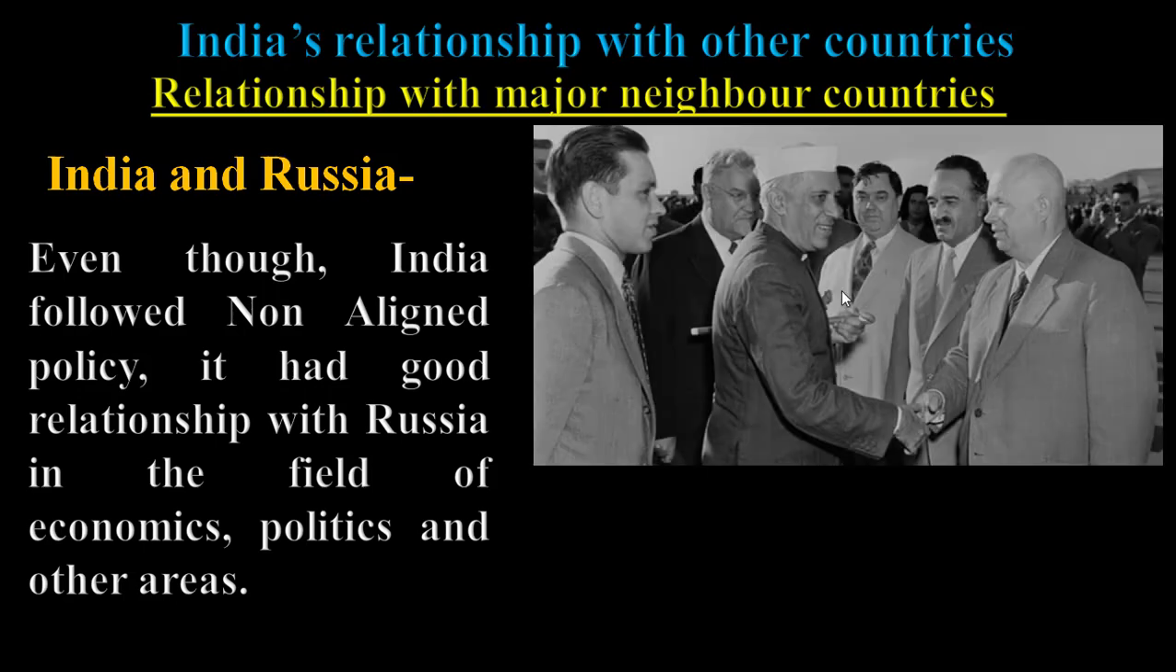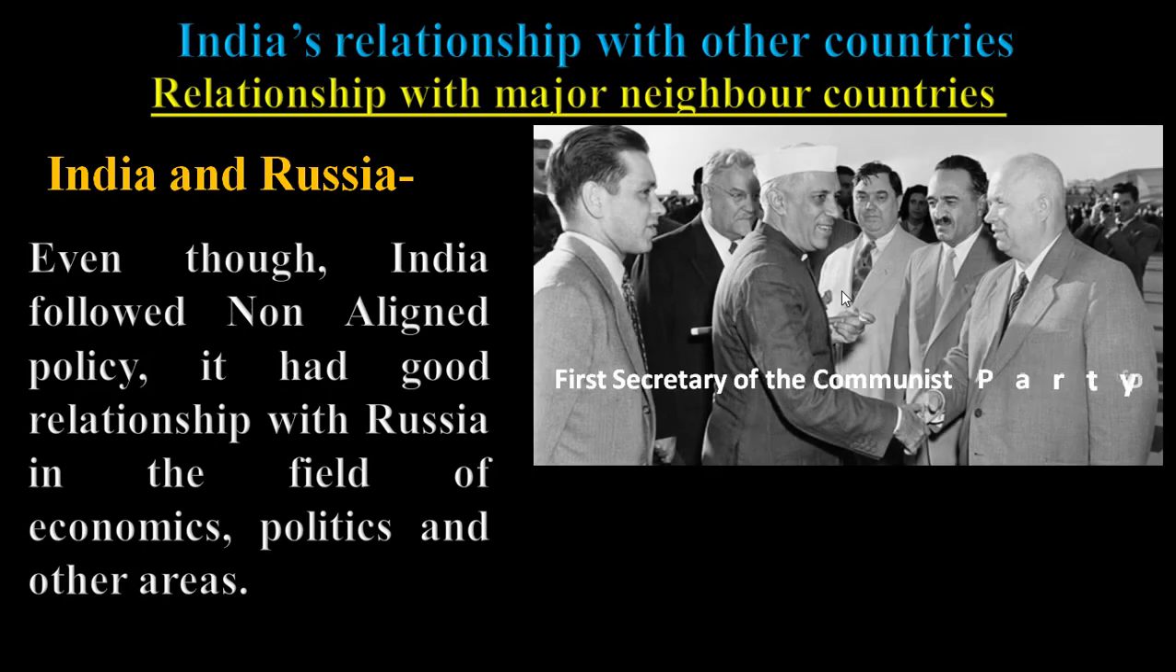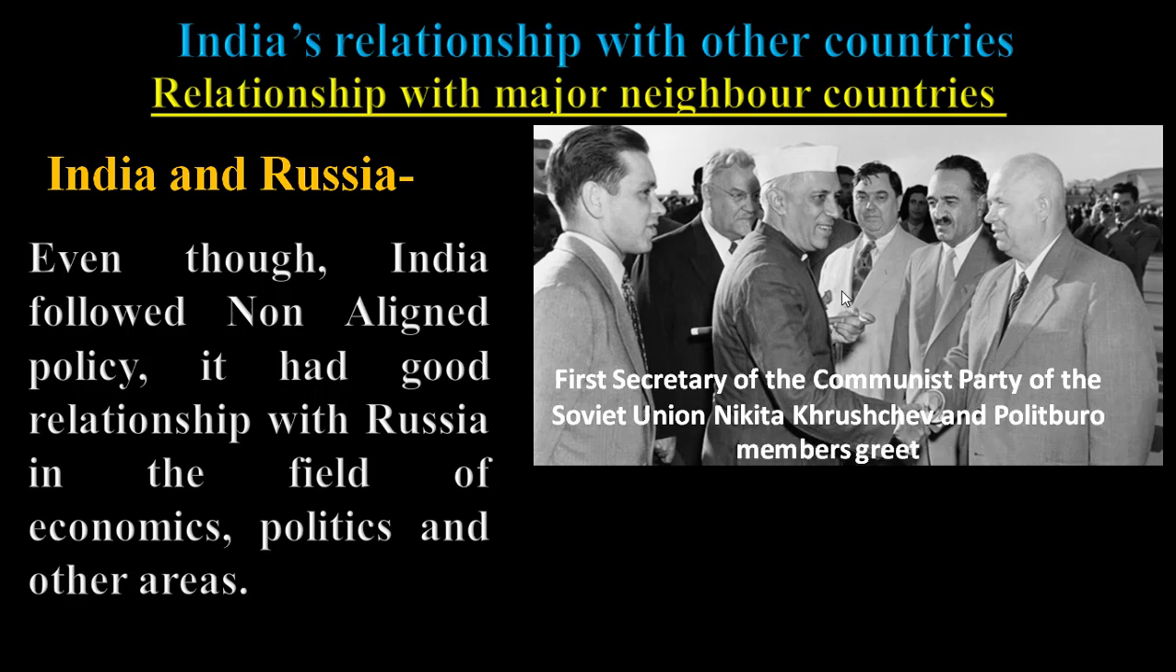Even though India followed a non-aligned policy, it had a good relationship with Russia in the fields of economics, politics and other areas. As you know, non-aligned means to become neutral, not supporting any other countries in the world. That is the non-aligned policy after the Second World War that was adopted by our first Prime Minister of India.